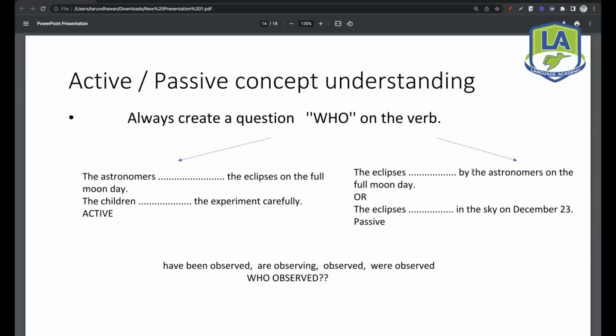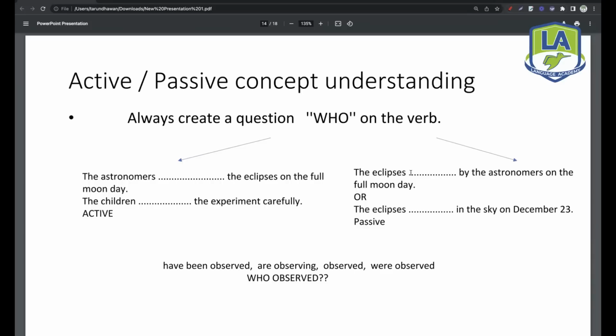The eclipses dash by the astronomers. So who observed? Astronomers. That is given after the blank. Passive statement. The eclipses dash in the sky on December 23rd. Who observed the eclipses? The answer is not given. If the answer is not given, that is also passive sentence. So if you can carefully analyze and spend a few minutes on this slide, you will understand active passive for rest of the life. So it becomes very easy because active passive is nothing more than this.